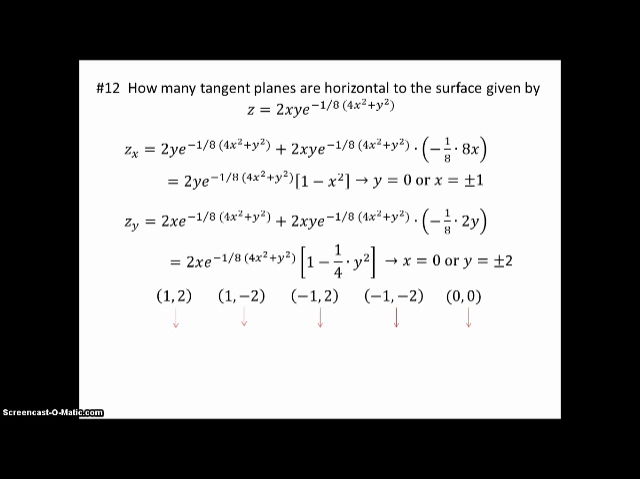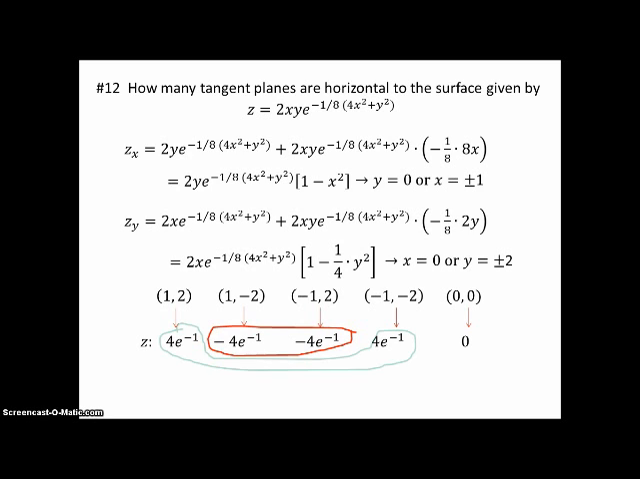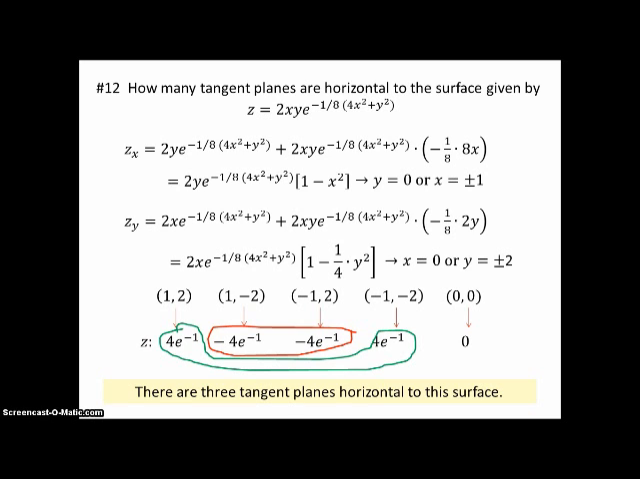And then what we're going to do is plug those into the original equation for z to figure out what the corresponding z values are. And there they are. Now you'll notice that these two are the same. So we're at the same z level. So those points have the same tangent plane connected to them. And these two z values are the same. So again, those 2 points will give the same plane. And then the last one is a third plane. So there are only 3 tangent planes horizontal to this surface. It's just that 2 of the planes touch the surface at 2 points.